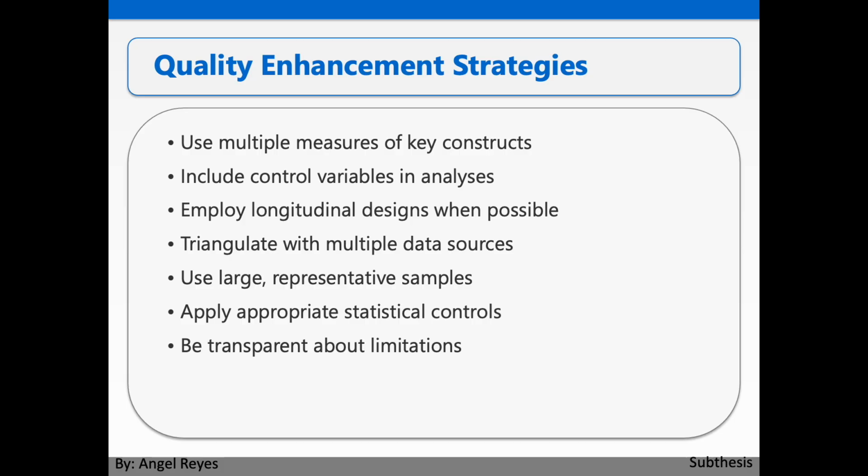Apply appropriate statistical controls through techniques like multiple regression, propensity score matching, or instrumental variable analysis to account for selection effects and confounding. Finally, be transparent about limitations. Acknowledge what your study can and cannot conclude, and discuss alternative explanations for your findings. This transparency actually enhances, rather than undermines, the credibility of your research.